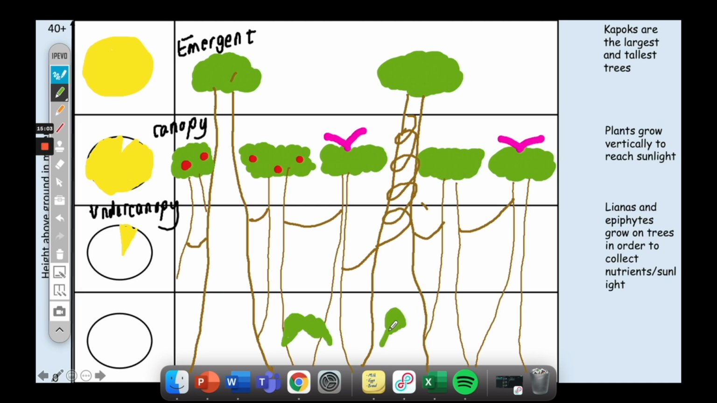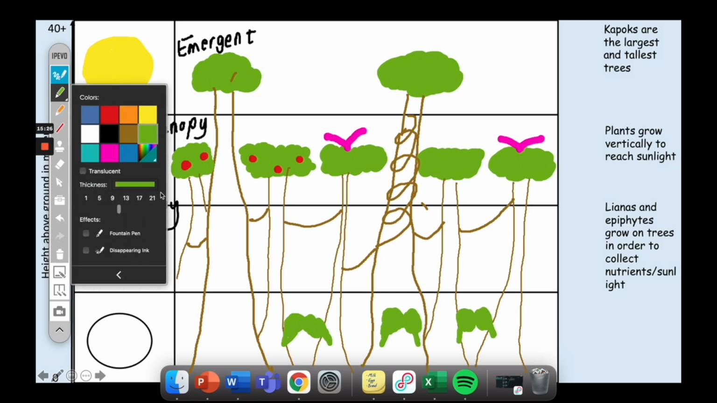Now these plants have very broad leaves, so they can collect as much sunlight as possible, because remember, on the forest floor there is very little sunlight. They also have very dark green leaves because those leaves contain a lot of chlorophyll, which is how plant cells photosynthesize.